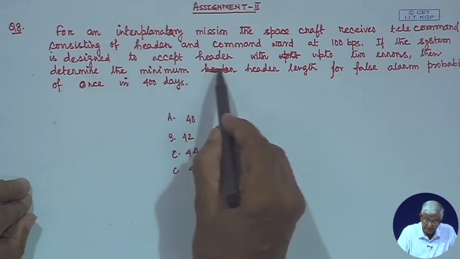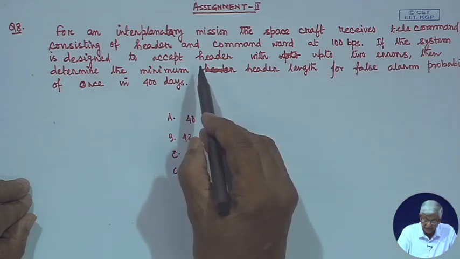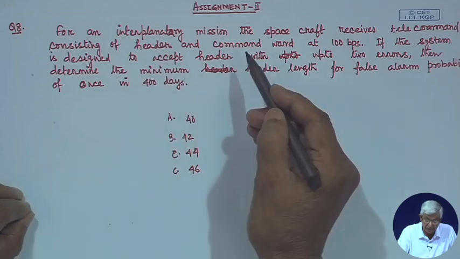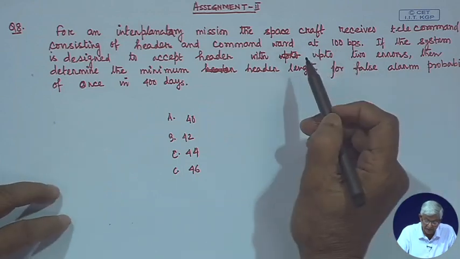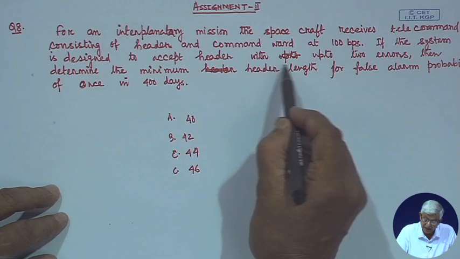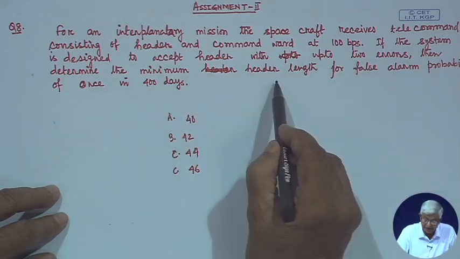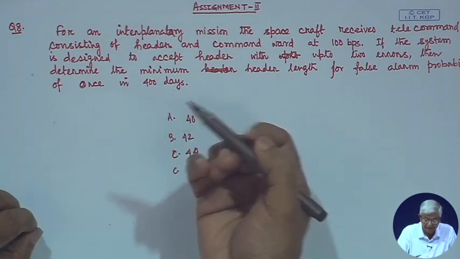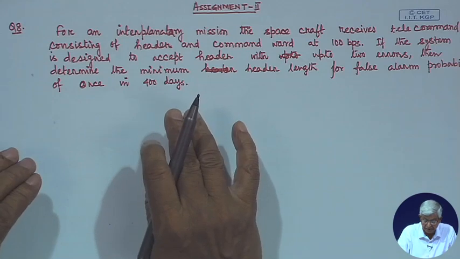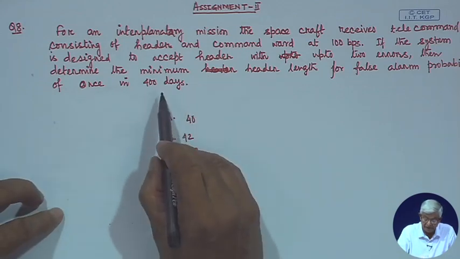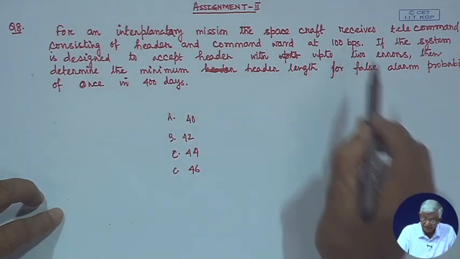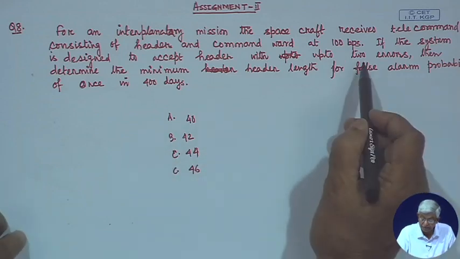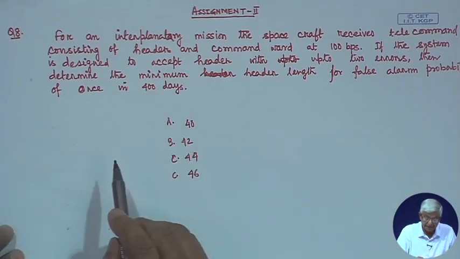If the system is designed to accept a header with up to 2 errors, you have to detect the header, and since it is an interplanetary mission, a long distance, the signal will be very weak. So, the possibility of error is there. So, we will accept up to 2 errors. Then determine the minimum header length that is required for a false alarm probability of once in 400 days. That is the system requirement. You can tolerate one false alarm in 400 days at 100 bits per second with 2 error tolerance. So, what should be the header length? You have to design the header length for 2 error tolerance and such a false alarm rate. How do you do it?